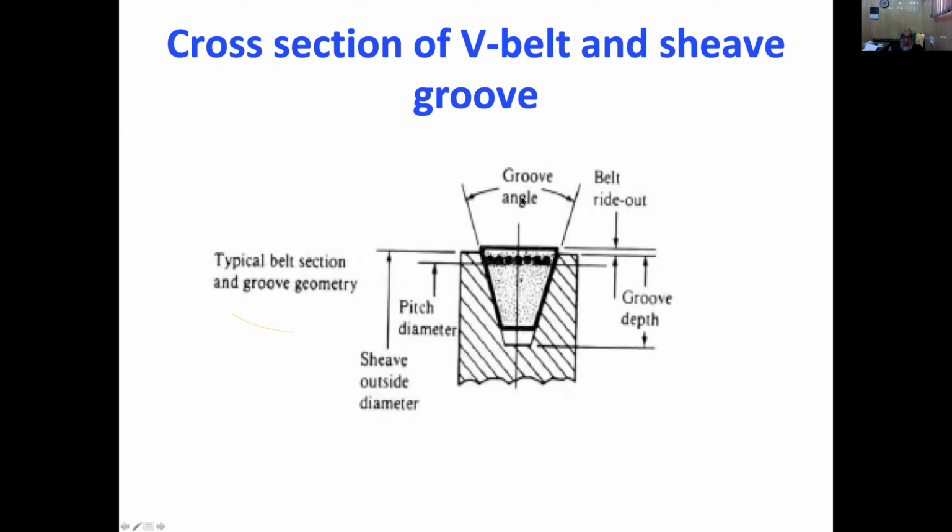Please understand this, that whenever you find a power transmission, and whenever you find the ratio of the tight side to the slack side of the belt, you have to use this groove angle and coefficient of friction as well as the wrap angle.